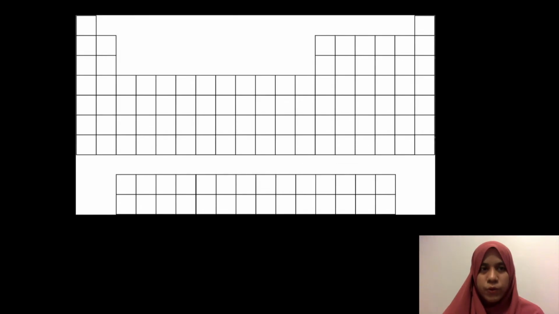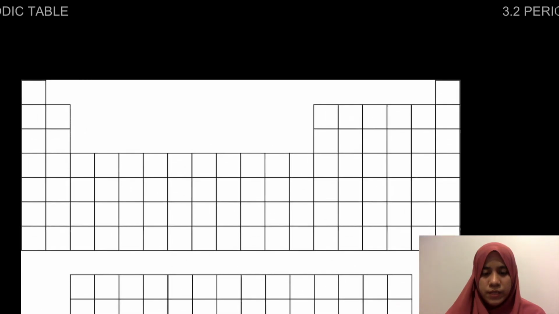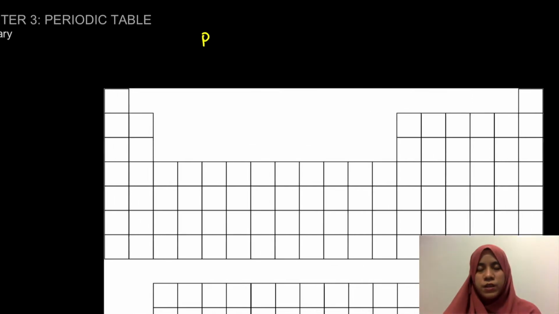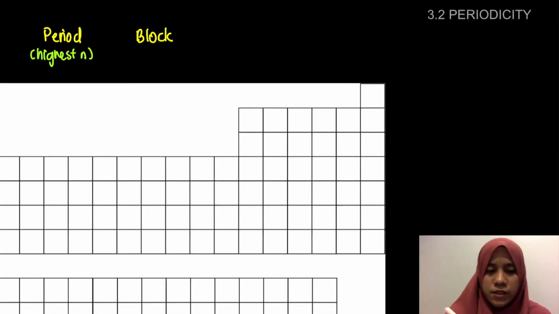So we have learned about the block, the group and period. Here I'm just gonna write down the top one. As usual, we want to determine the position of the atom in the periodic table. First we have to look at the period. Why? Because we want to know the highest n. Next we look at the block, which is quite straightforward. And last but not least is our group.